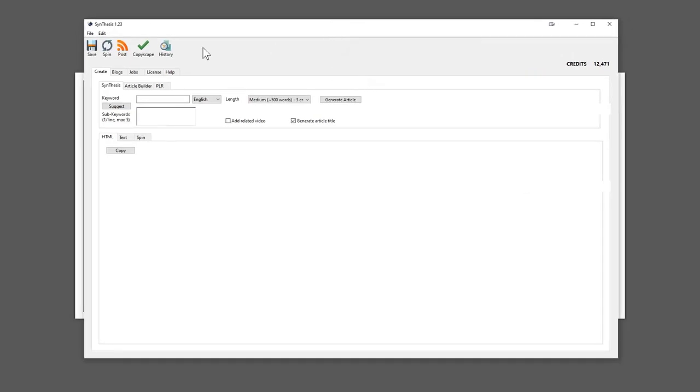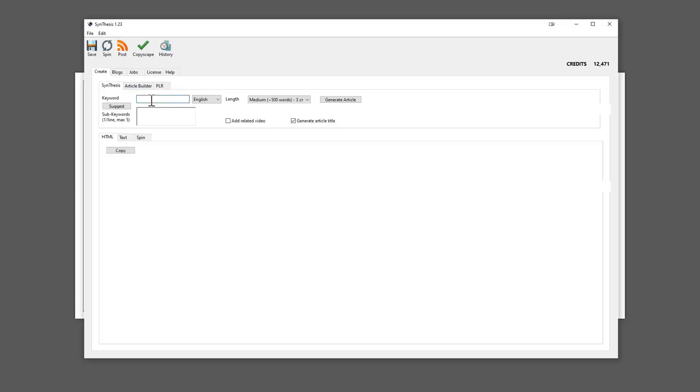So we're going to look at the synthesis tab here. This is the important one because it creates a unique article. Article Builder and PLR are good for getting some seed articles for kind of filler content, but the synthesis one is where you'll get your unique articles. So let me go over a couple of things that we have here.